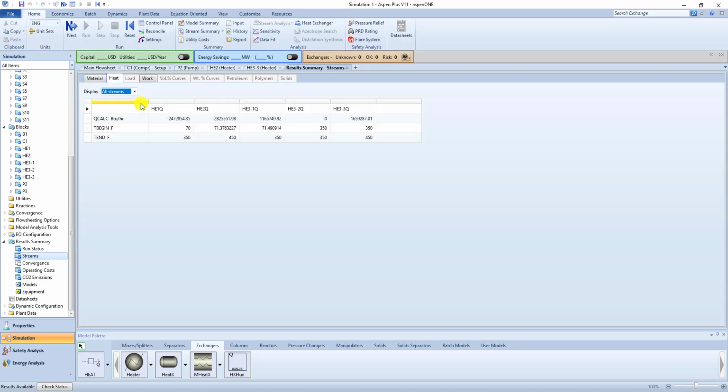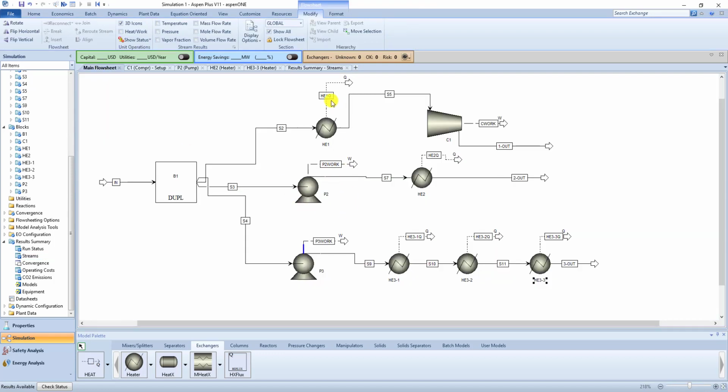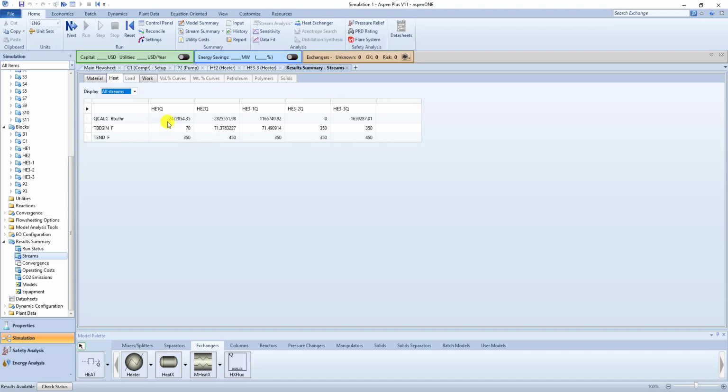Here we can see the heat because of the Q streams that we put in the flow sheet. So here we have HE1Q, HE2Q, and then the 3 for the 3 heat exchangers. So here we can see roughly 2.5 million BTUs per hour is required for the first case. In the second case, for the second process, about 2.8 million BTUs an hour. And then for these others, we can see that total is a little over 3 million BTUs an hour.